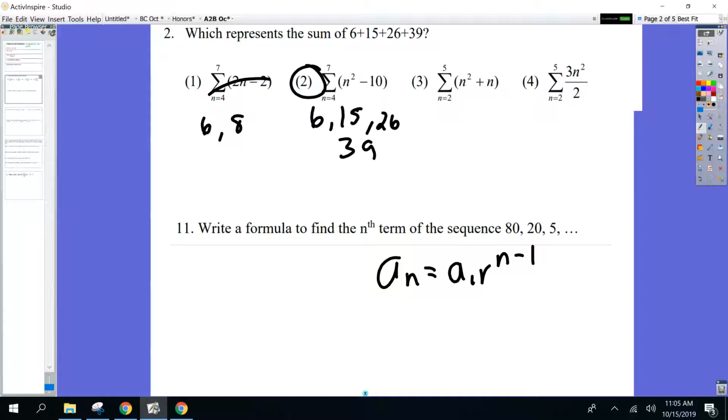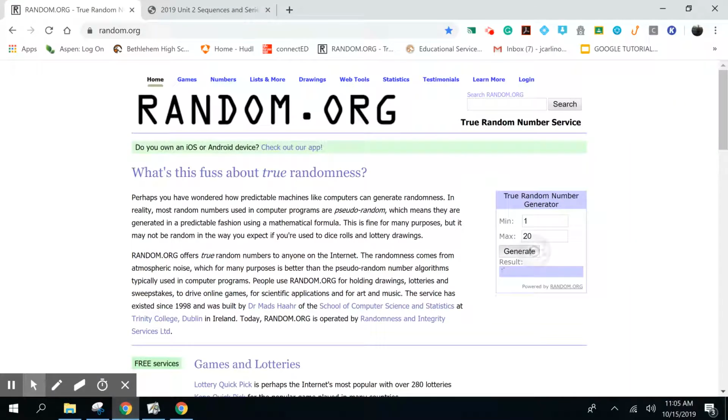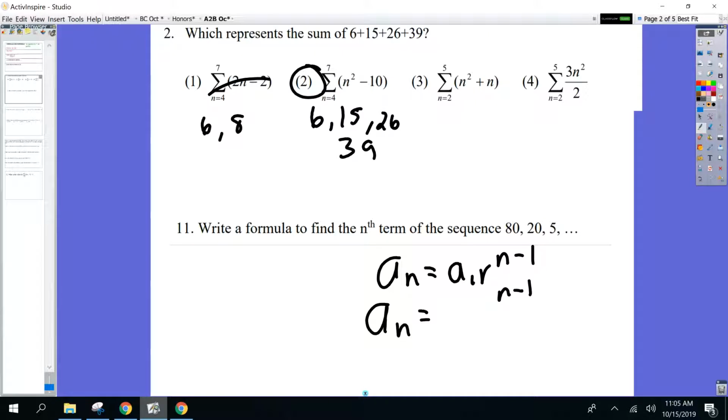Please remember, if you're writing it for the nth term, N stays N. You just have to fill in, in this case, the first term and the R value. All right, the first term is 80. 80 times now the R value.